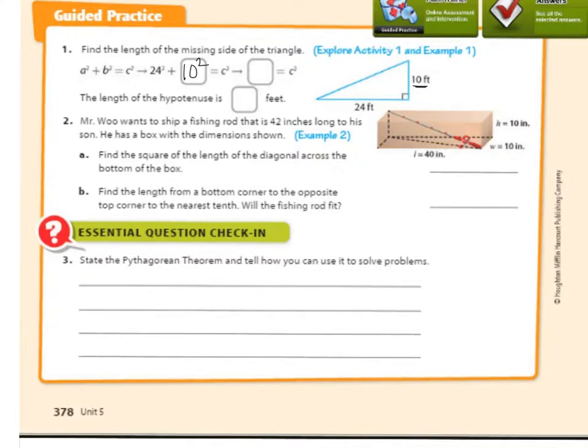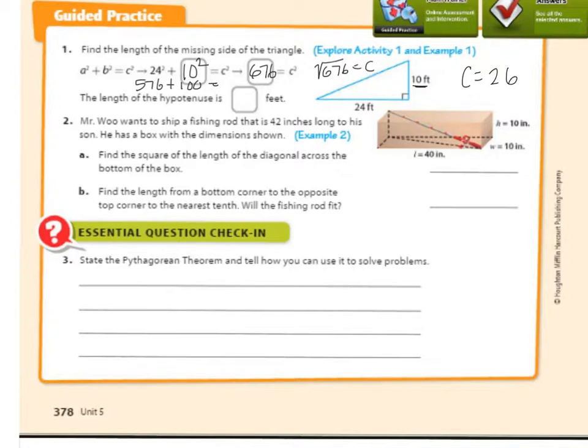So then we need to simplify these. We've got 24 squared, which is 576. Plus 10 squared, which is 100, right? 10 times 10. And that equals 676. Now it doesn't show this step, but the next thing we need to do is find the square root of 676, and that should give us C. So if I go ahead and plug this into my calculator, find the square root of 676, I get 26. So C equals 26.